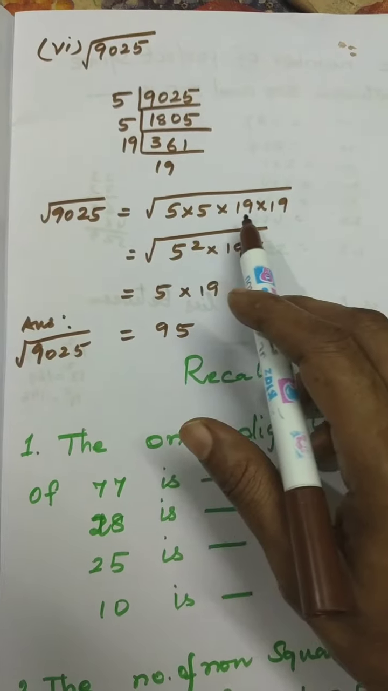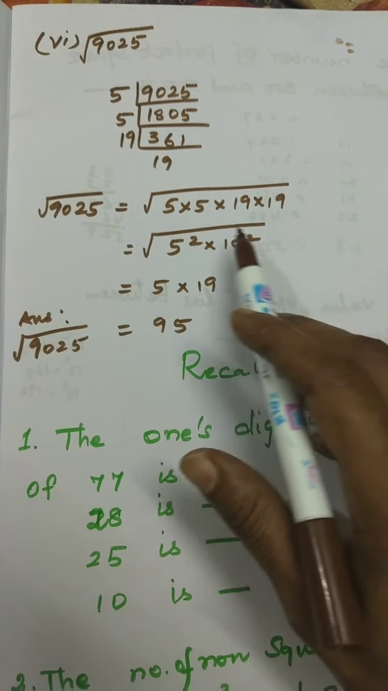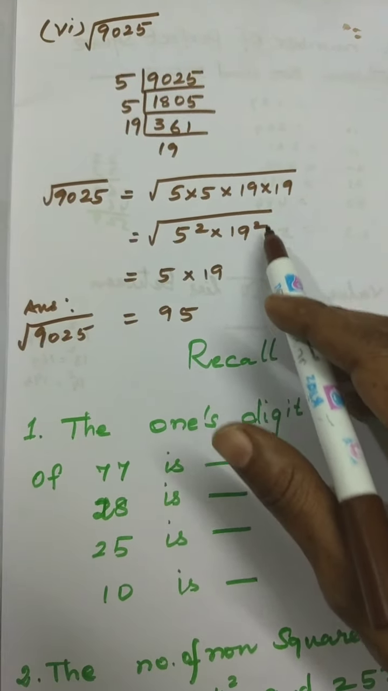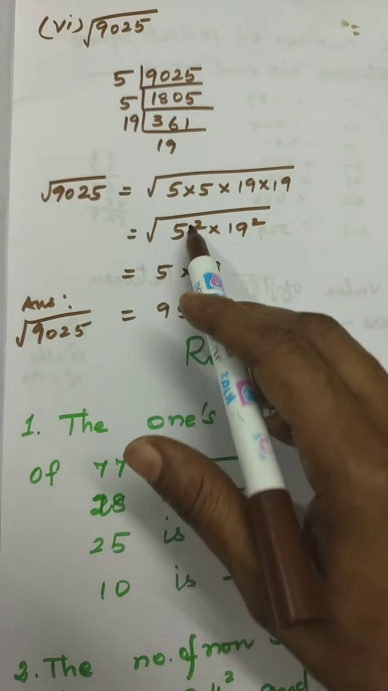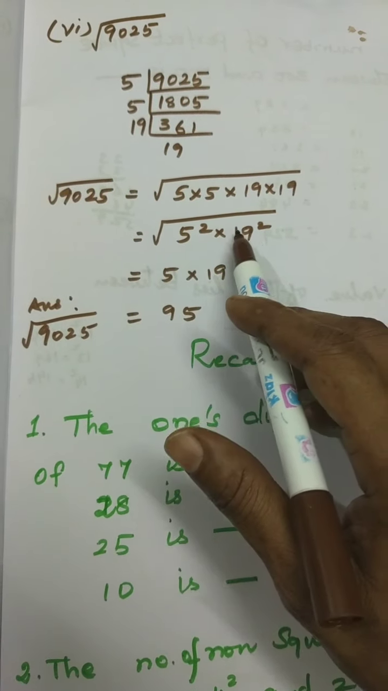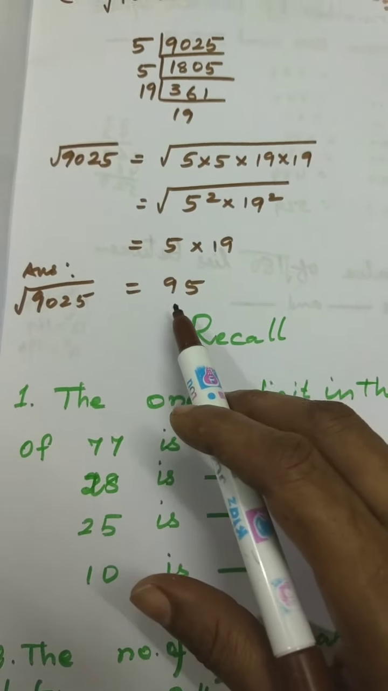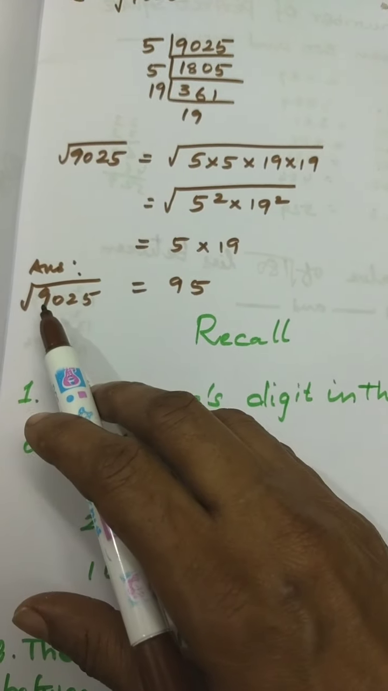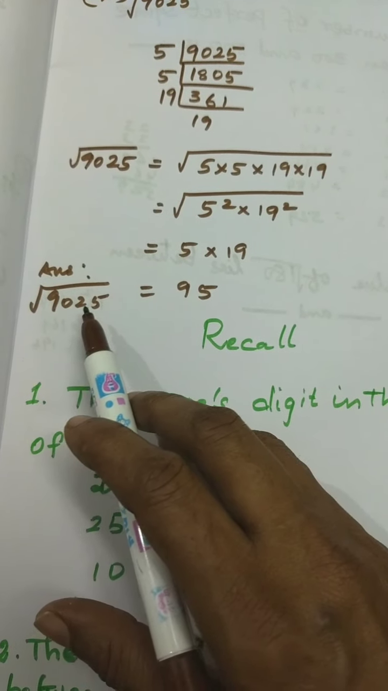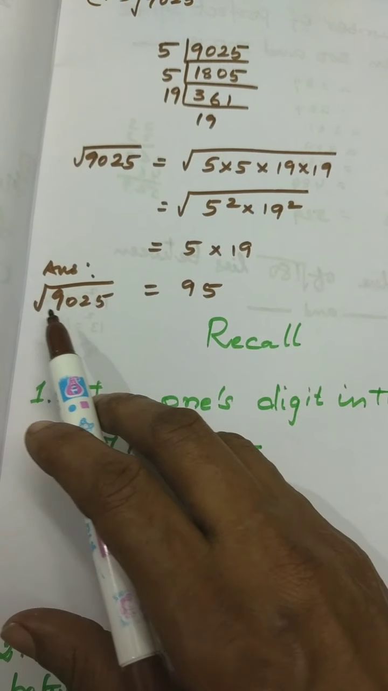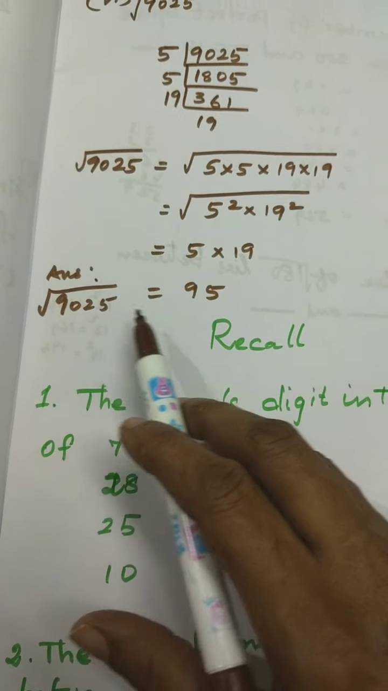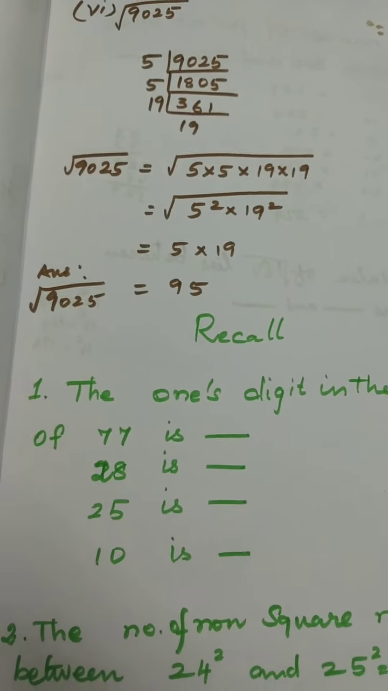5 into 5 into 19 into 19. So 5 square into 19 square. That is, you have to take one 5 outside and one 19 outside. Now 19 fives are 95. So the square root of 9025 is equal to 95.